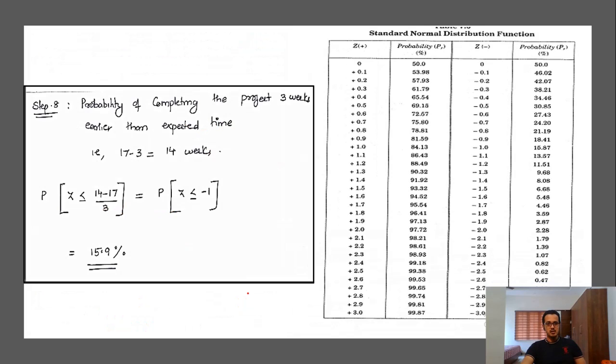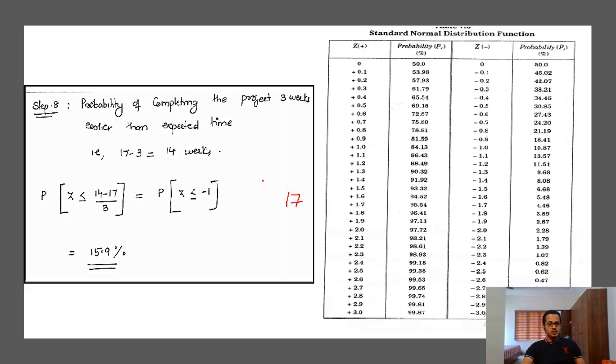So the next step, the last part of the question, is that we have been asked to calculate the probability of completing the project 3 weeks earlier than expected. The expected time is 17 weeks, right? The expected time is 17.